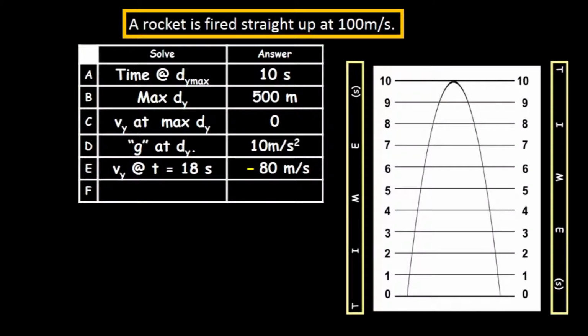Anyway, negative 80, right? Negative 80 meters per second. Okay? So now the next one, what do you think the next one's going to be?